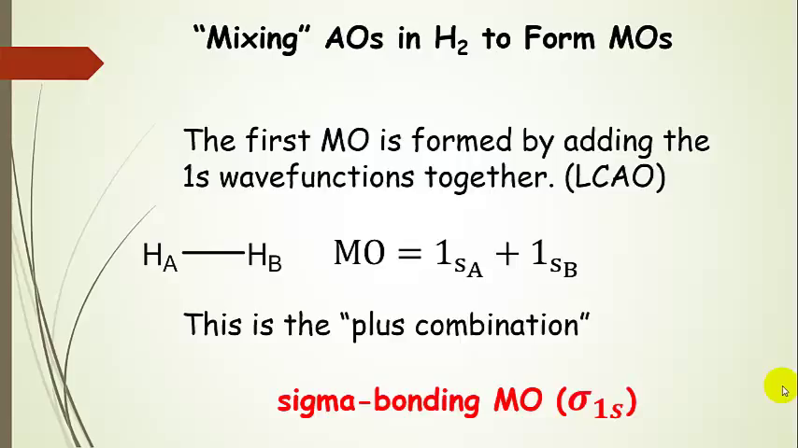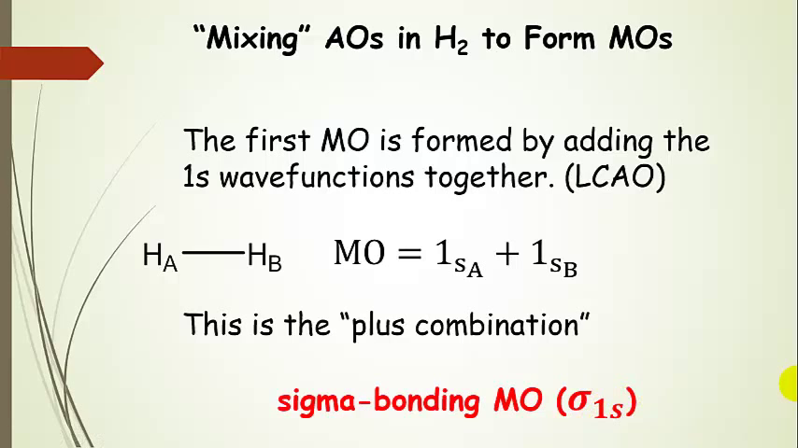Now, the first molecular orbital formed in this mixing is adding the two 1s wave functions together. Remember, a wave function is just a mathematical equation for this orbital. If we add those two together in the so-called plus combination, we get a sigma bonding molecular orbital, or a sigma 1s. The sigma tells us it's a sigma interaction, and 1s gives us the orbitals that form this molecular orbital.